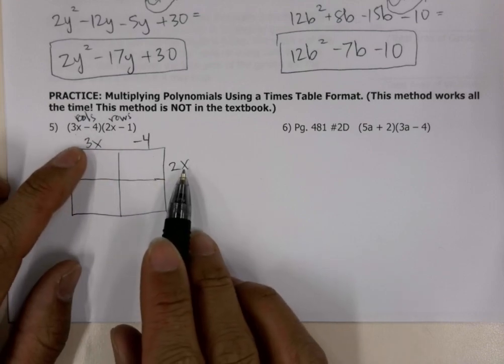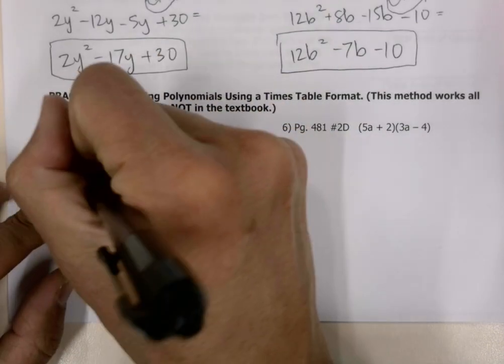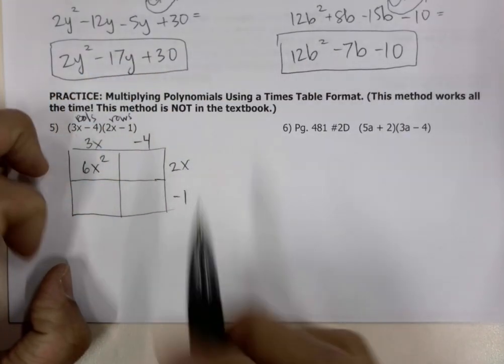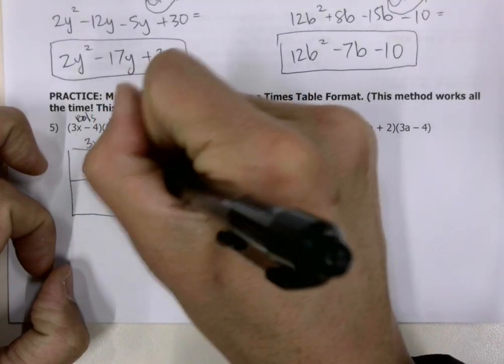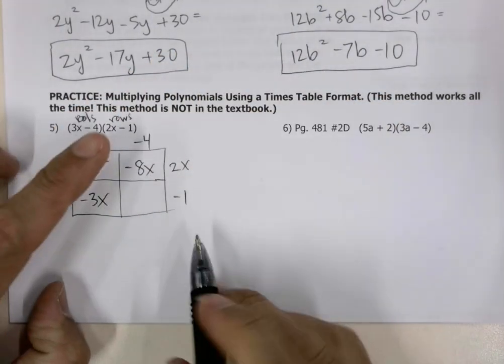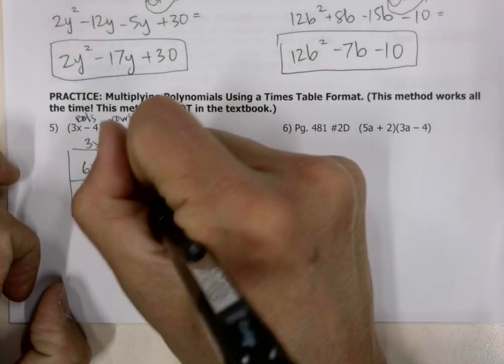Okay. So now what we're going to do is to fill in this box, we're going to multiply these two terms together. So what we get is 6x squared. To fill in this box, we're going to multiply these two terms together. So it's going to be negative 8x. These two, it's going to be negative 3x. And then these two, it's going to be positive 4.